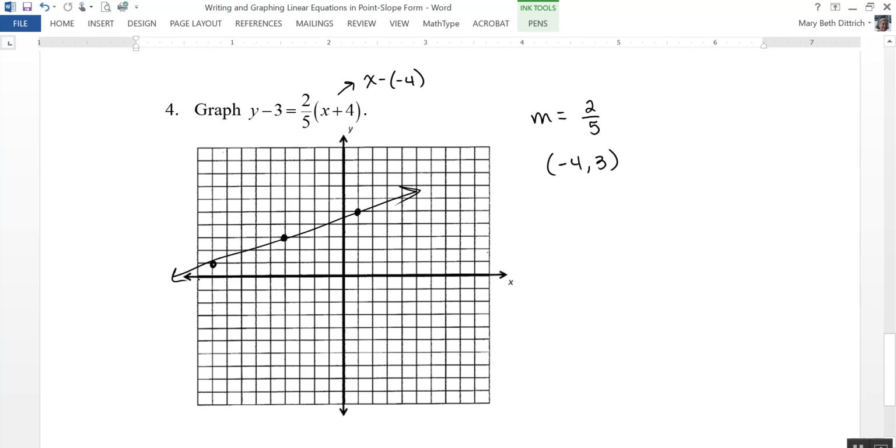So in this video, we took a look at writing and graphing linear equations that are written in point-slope form.